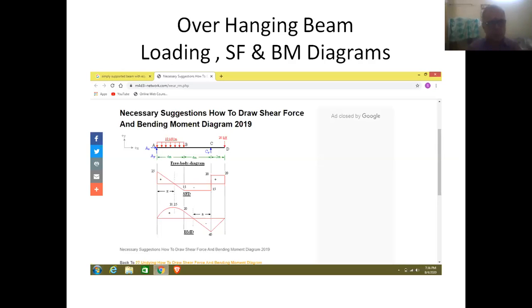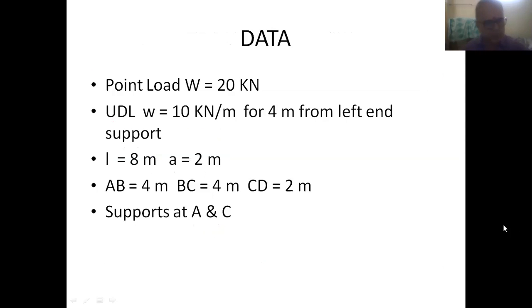RA is used for indicating the reaction force offered by the support at point A of the beam, and RC is used for indicating the reaction force offered by the second support at point C of the beam. So friends, calculation of RA and RC values is very essential before starting the problem. So let us note down these calculations.